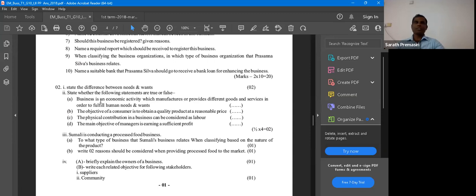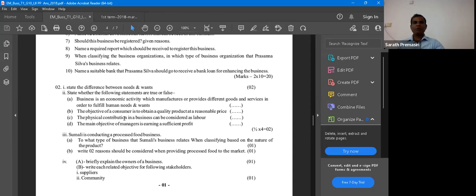So the first one is correct. Second one, the objective of a customer is to obtain quality products at a reasonable price. Correct. Any customer's objective is to get a quality product at a reasonable price.